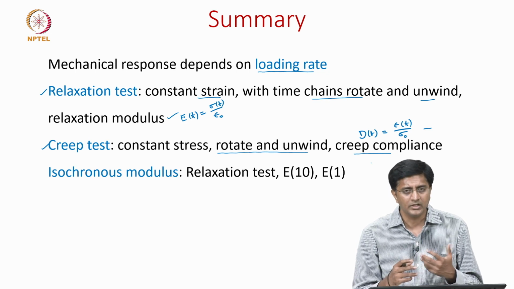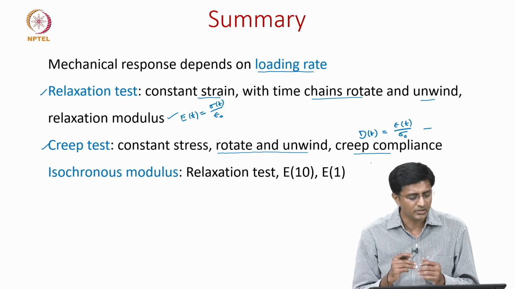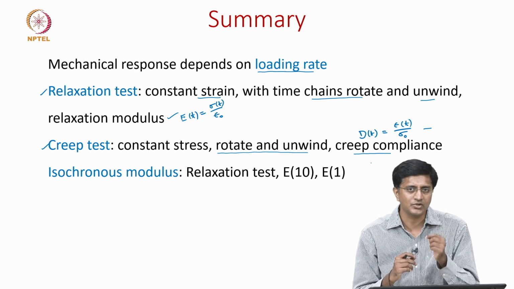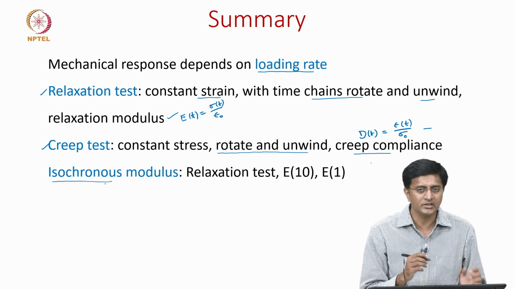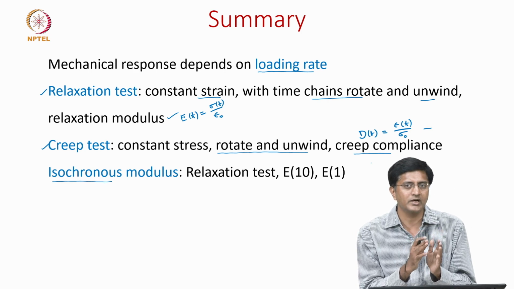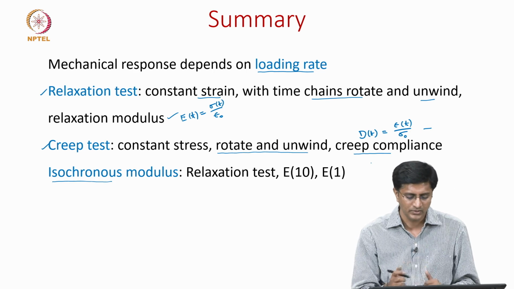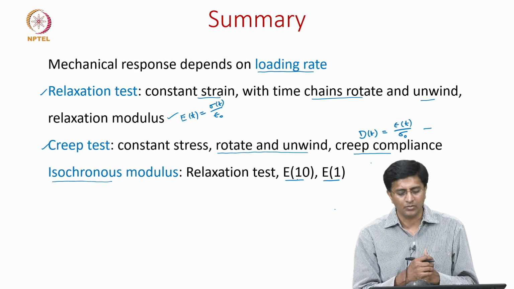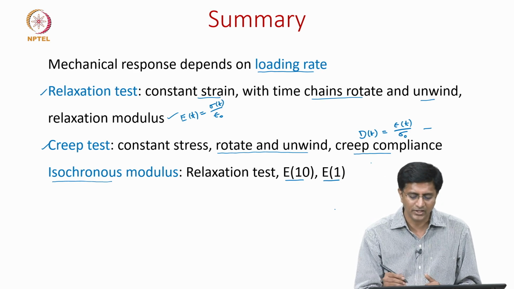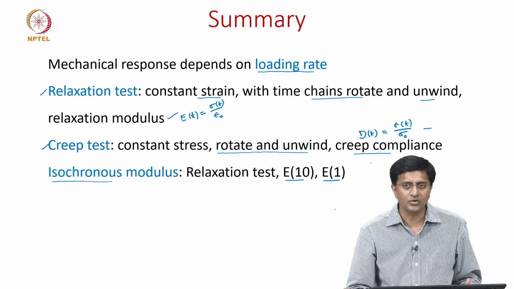Finally, we said usually when we want to compare modulus with any other parameter, we need a modulus value which is constant. We get that using this isochronous modulus, meaning that we are fixing the time and we are looking at what is the modulus at a specific time after loading. So, for that we define E10 and E1, meaning that E10 is the modulus after 10 seconds and E1 is the modulus after 1 minute. With this we conclude this lecture.